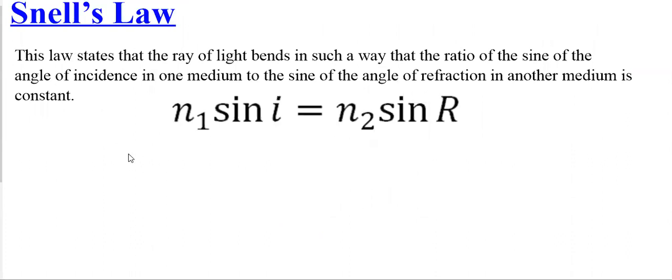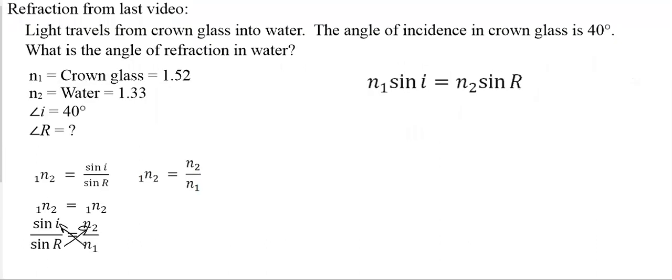Snell's law states that the ray of light bends in such a way that the ratio of the sine of the angle of incidence in one medium to the sine of the angle of refraction in the other medium is constant. So that's all Snell's law states. It's just a mathematical little quirk. Starting off with Snell's law is kind of how I expect you to start off these questions. At this point of the lesson, you didn't know what Snell's law was, or at least I'll assume you didn't, and so that's maybe why you would have started with this.